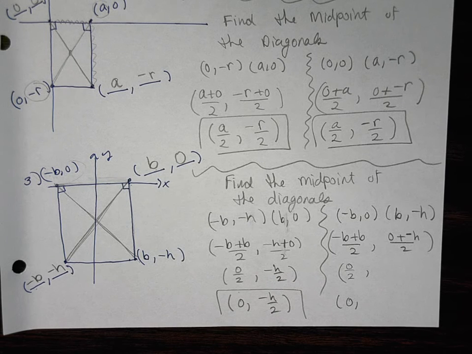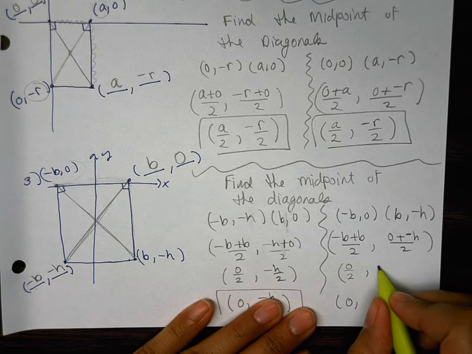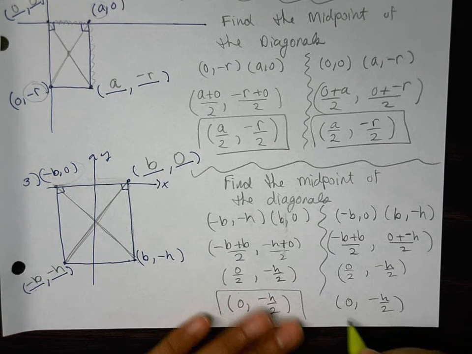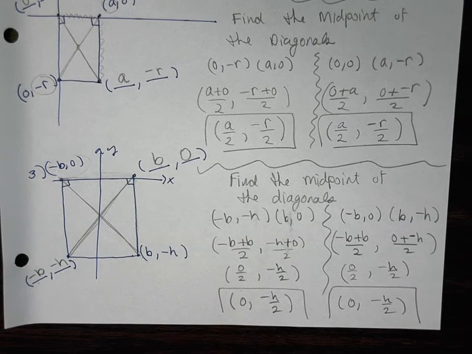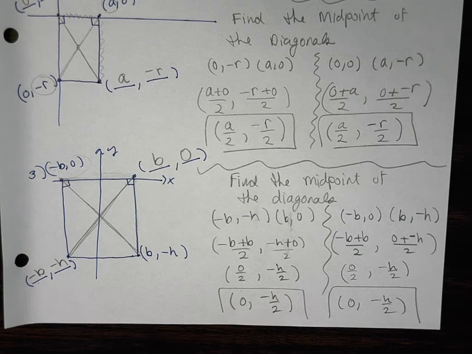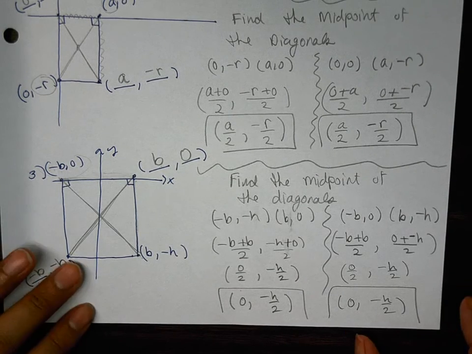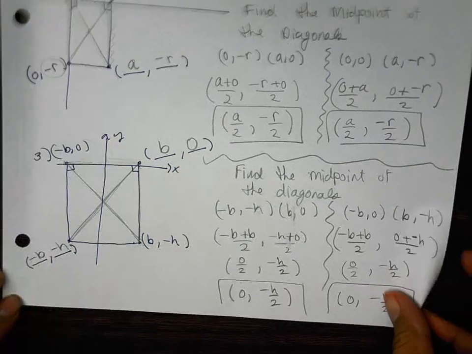Dante, what do you get when you add the y's? What's 0 plus negative h? Negative h. And negative h divided by 2 is still negative h over 2. Do you agree? And did they come out to be the same? Yes. All right, questions before we move on.